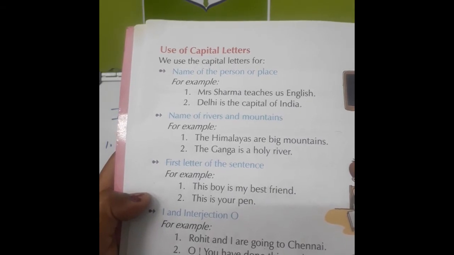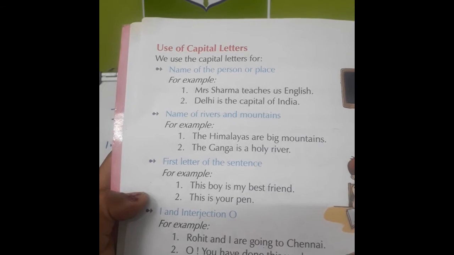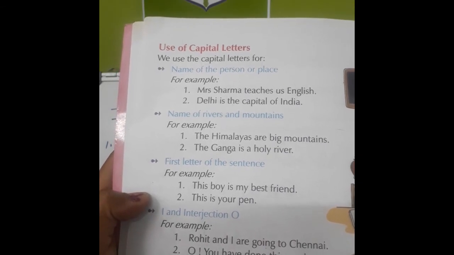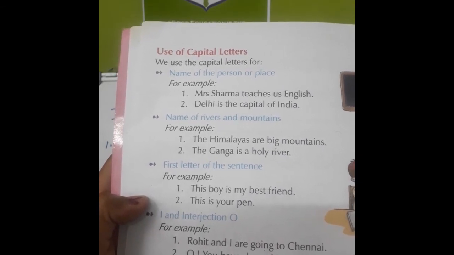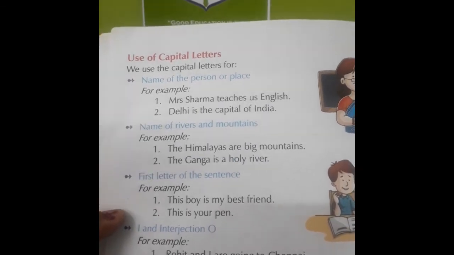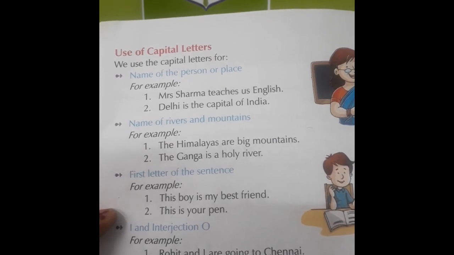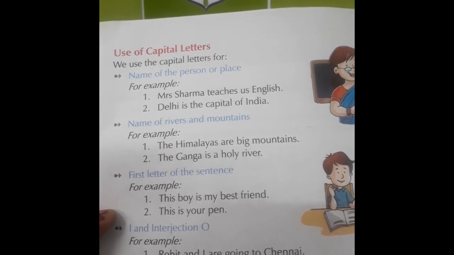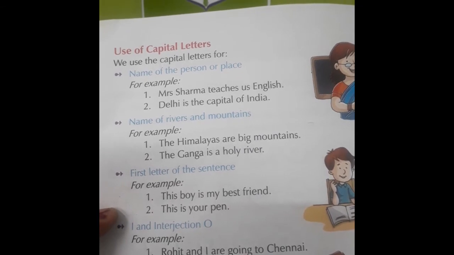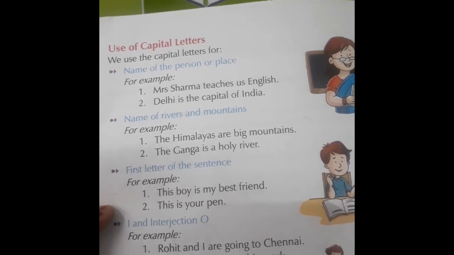When we write I in any sentence, we should write it in capital letter. And interjection O. Interjection means feeling. It expresses the feeling of emotion, joy, sadness, sorrow, excitement. Okay, we use capital letter. For example, see the examples.